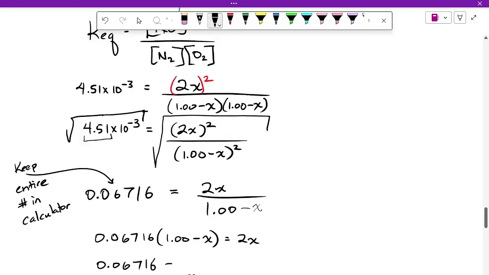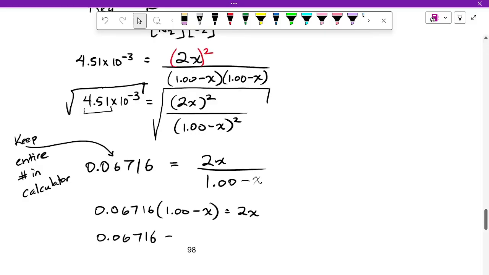You don't need to show this much detail, like showing your work for the algebra, but I'm going to show everything because sometimes people ask, where did that number come from? So I'm showing you where the numbers came from. I'm taking this and moving it up here, and then I multiply through: 0.06716 minus 2x. I like having my x's on the left-hand side, so I'm going to move all my x's over to the left-hand side.